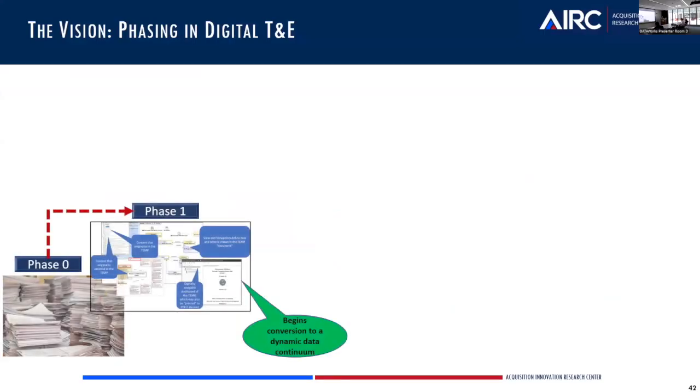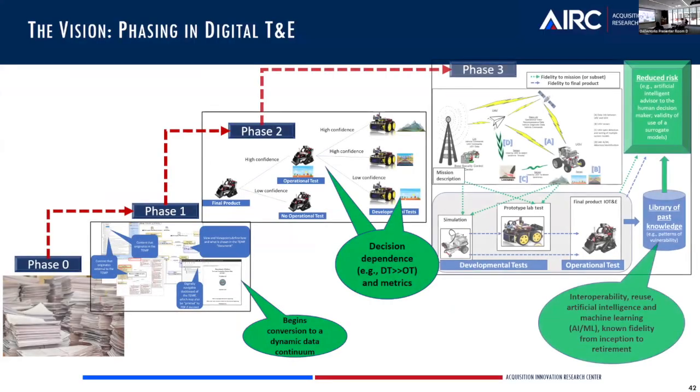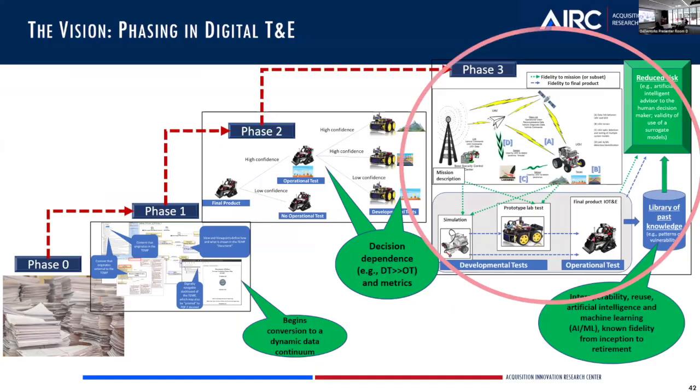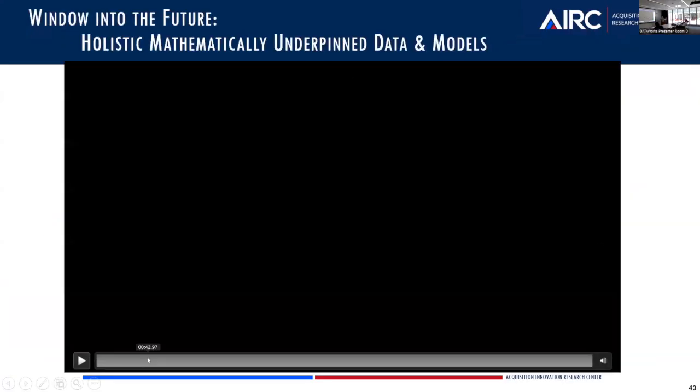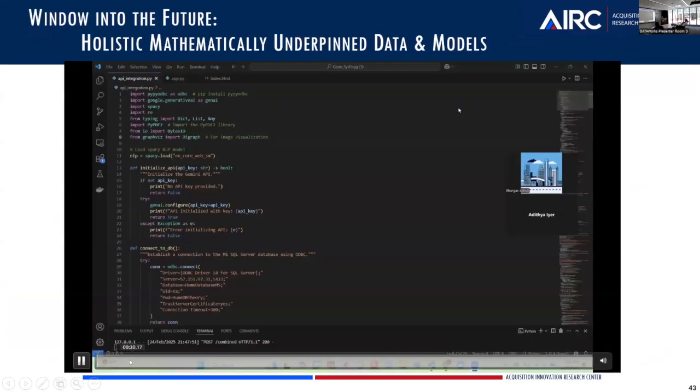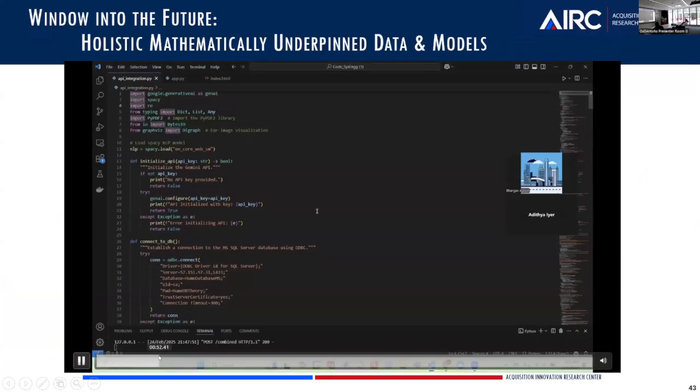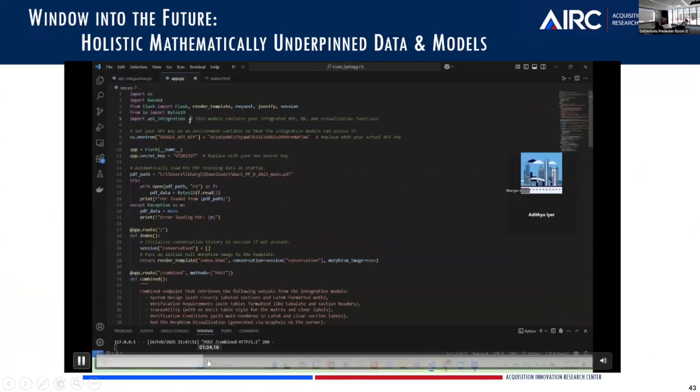Kind of going back to some of the vision for how we're going to do this and focusing more on some of the future piece of this, which is really getting to that underpinning of math to the data and models across a lot of the ecosystem. So this hasn't really been done as part of this project, but it's something that we've been working on a little bit on other projects. But it's pretty interesting. So essentially what we've done is you can see some of the code in here.